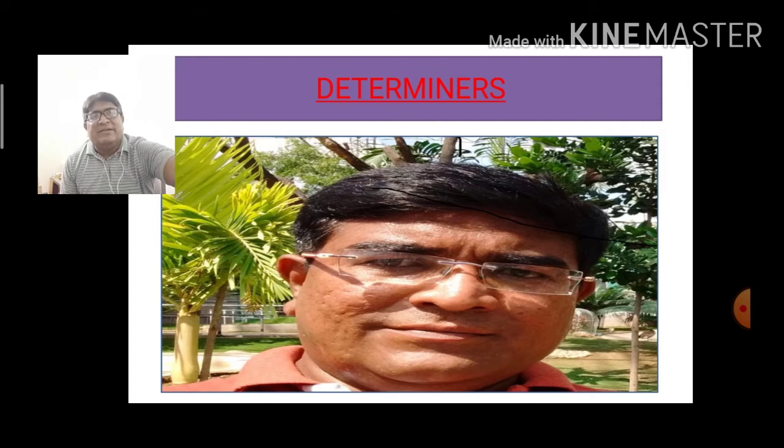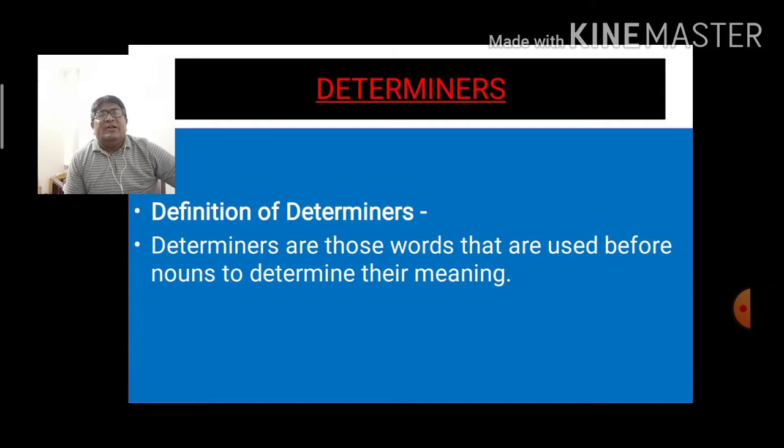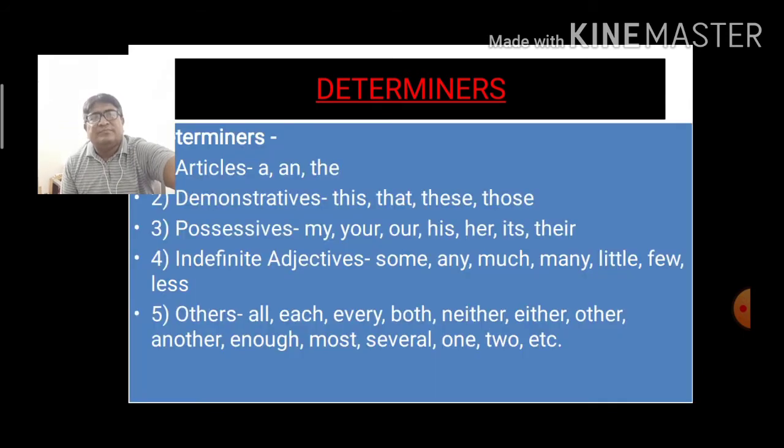Let's understand determiners. The definition of determiners is: determiners are those words that are used before nouns to determine their meaning. So determiners are the words which can be used before a noun, and these determiners are really helpful to modify a noun. In other words, these are a part of adjectives, right? Let's go ahead.